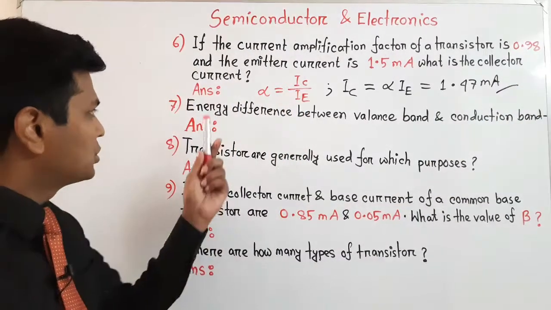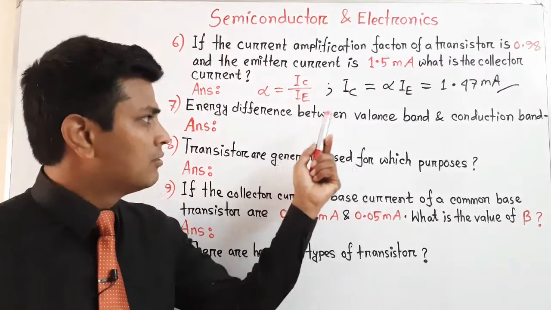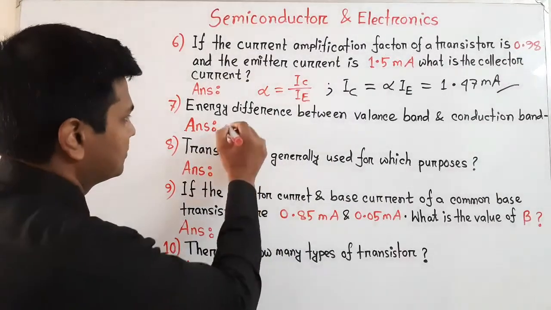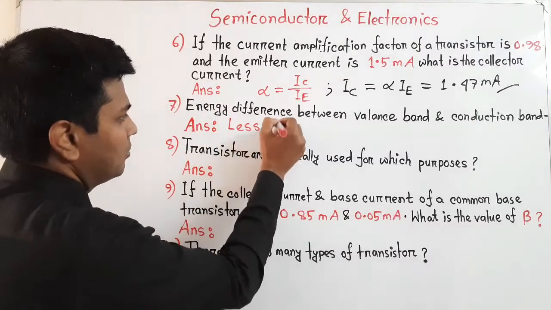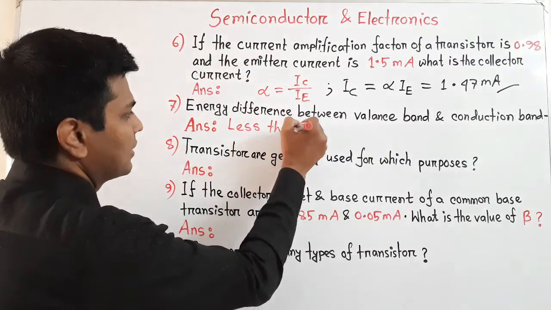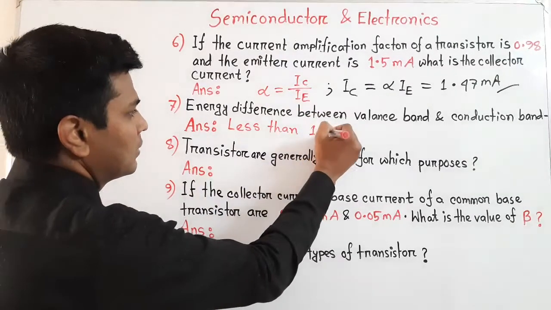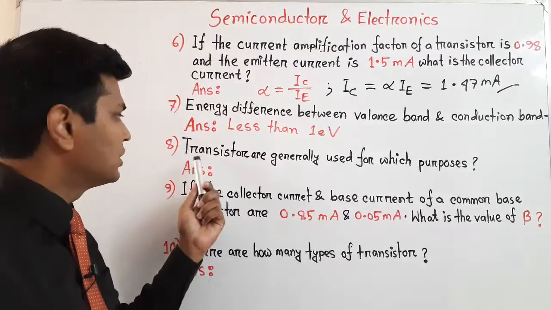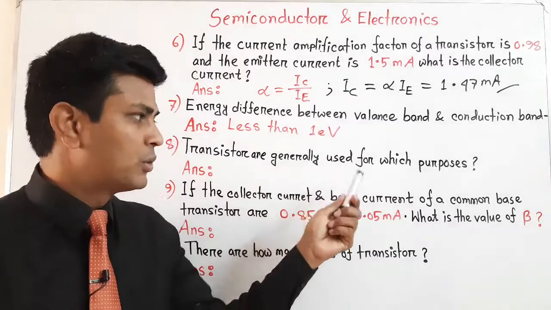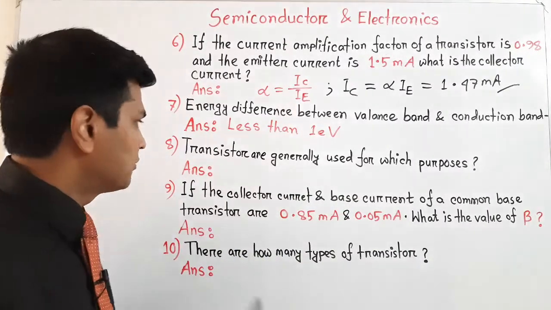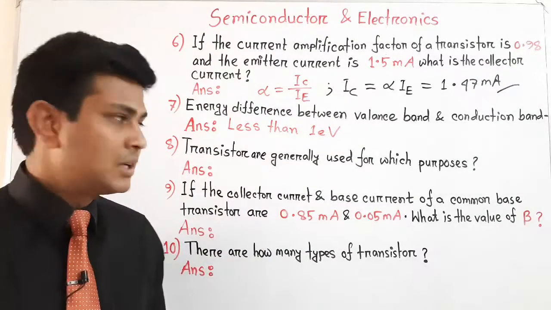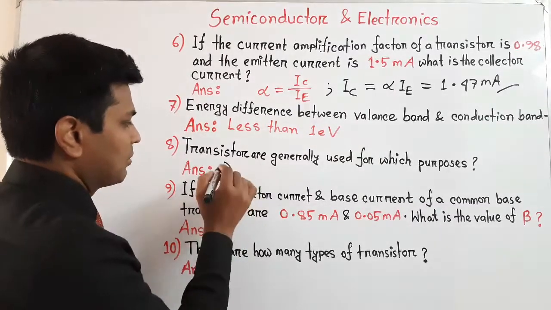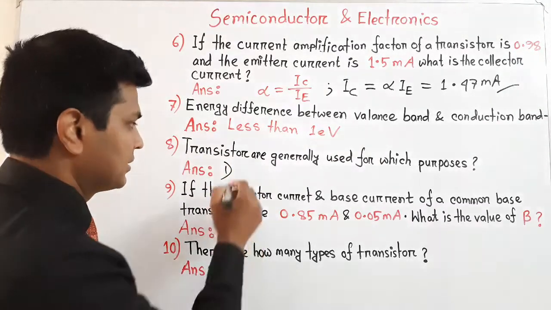Now question number 7, the question is, energy difference between valence band and conduction band will be less than 1 electron volt. Now question number 8, the question is, transistors are generally used for which purpose? There are different purposes of transistors. Transistors are used for different purposes, but the most common purpose, number 1, is that a transistor is used as an amplifier.